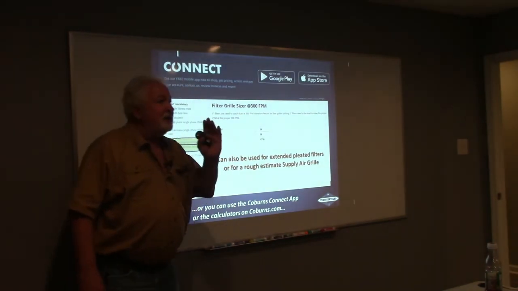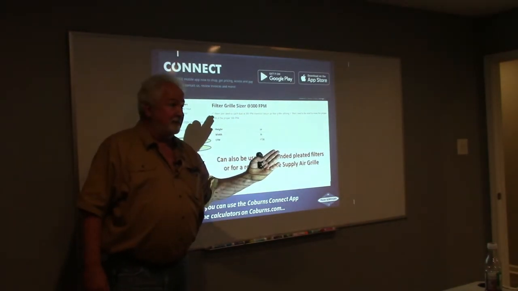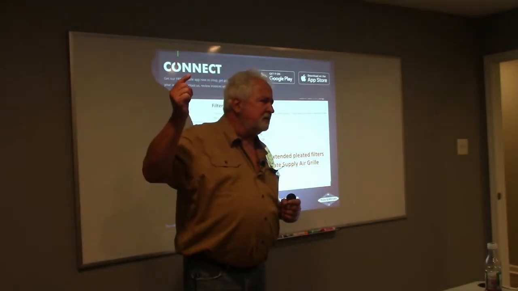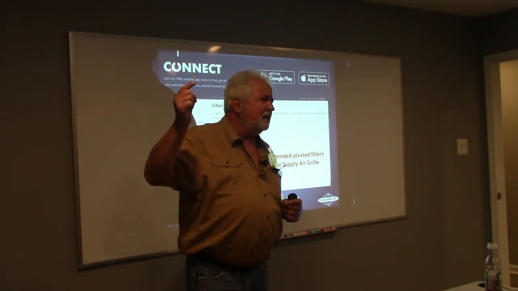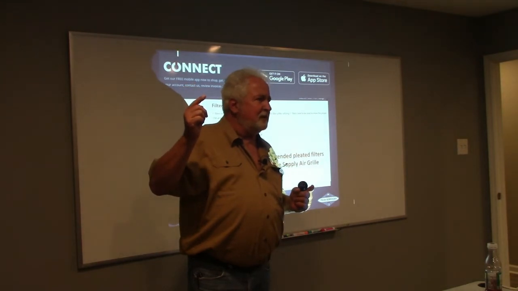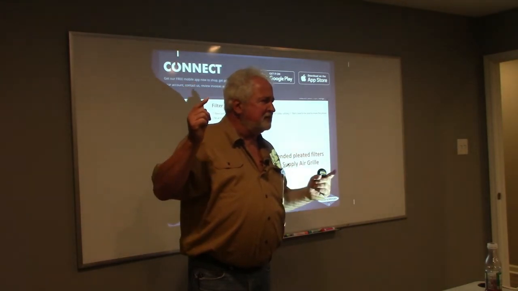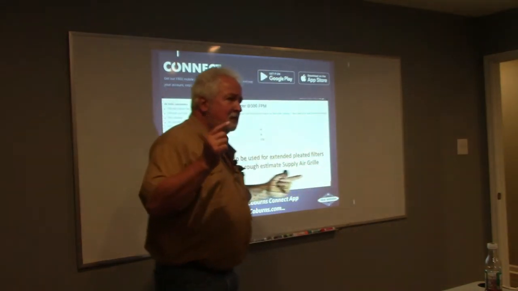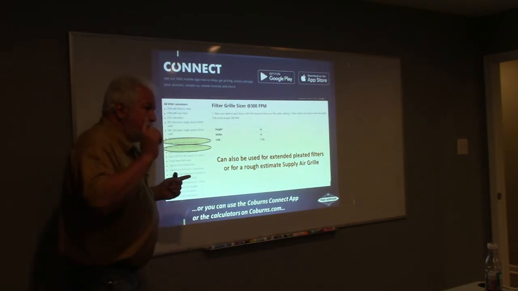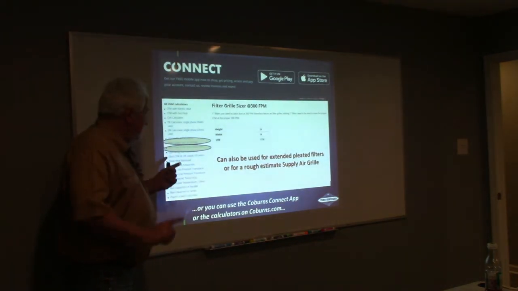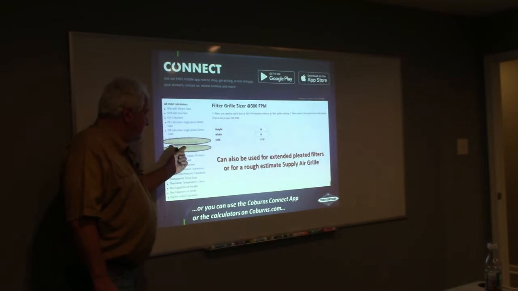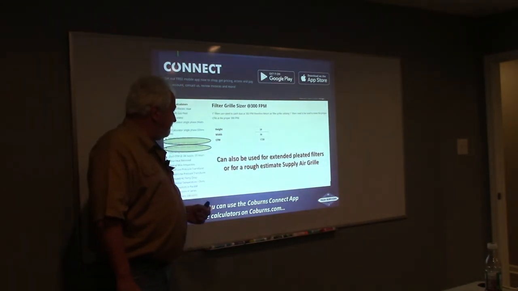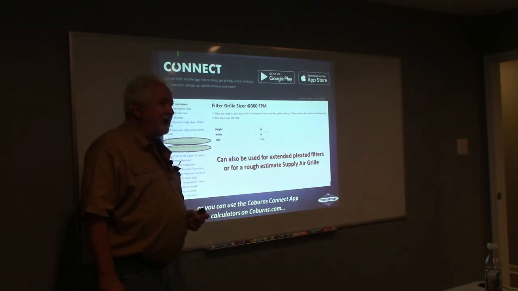So here's the golden piece to this. How fast did we want air to be moving out of our supply air ducts? I believe that was 500. 500 feet per minute. Well, isn't that what we want to have the airspeed going through a non-filter grill? Well, wait just a minute here. Maybe, just maybe, I can take the non-filter grill sizer at 500 feet per minute and it can be used for extended pleated filters or a rough estimate for a supply air grill.